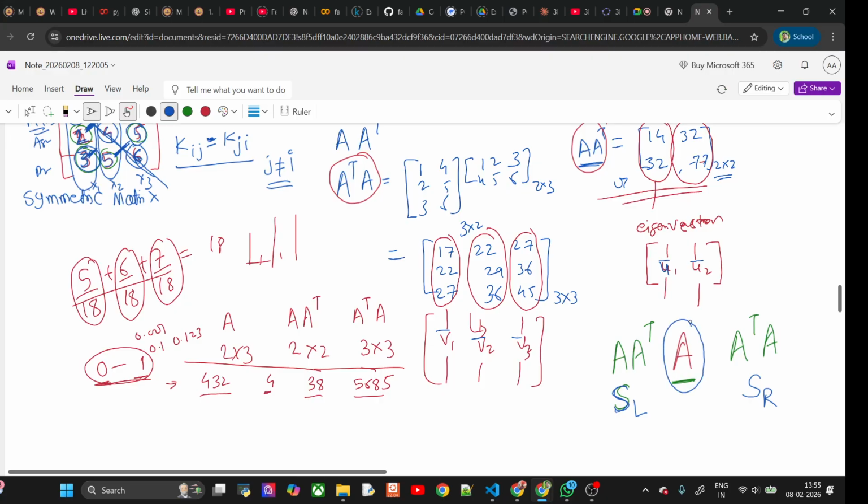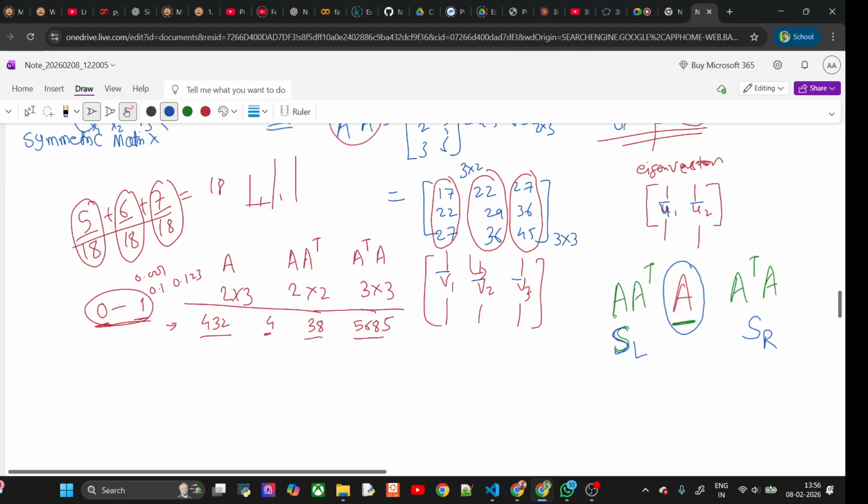So where we are going now, we are trying to go toward the SVD, singular value decomposition. What SVD says is that any matrix, whether it's symmetric or not symmetric, whether it has high dimension or low dimension, different ranges and all, whatever matrix you have, you can put it into a combination of matrices. That is SVD.